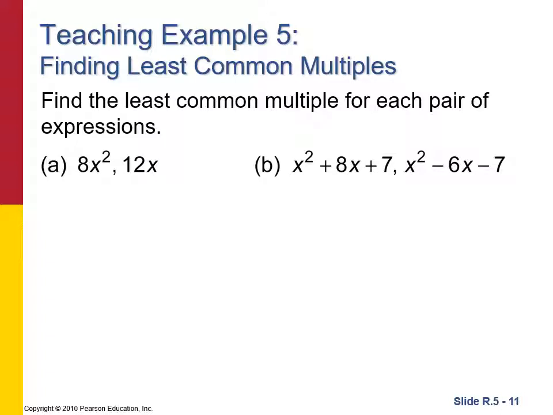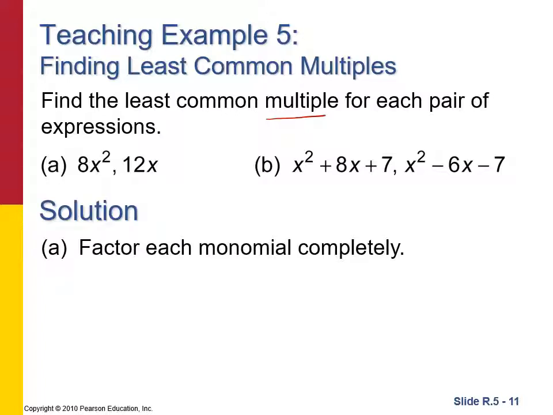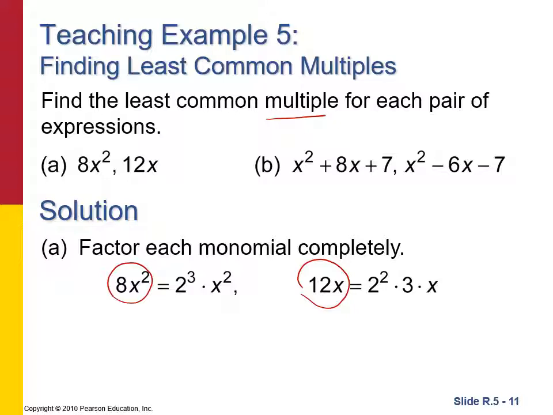All right, let's find the least common multiple for each pair of expressions. And so what does that mean? You want to factor each monomial completely, right? So notice we found the factors of 8x squared and 12x, and we're finding all of them. So the factors here are 2 times 2 times 2, times x times x. And same thing for here. This is 2 squared times 3 times x.